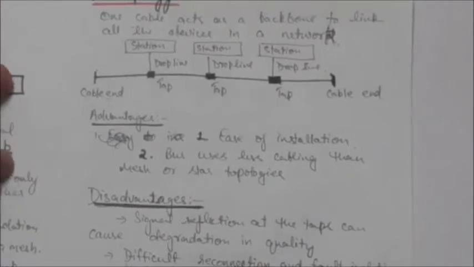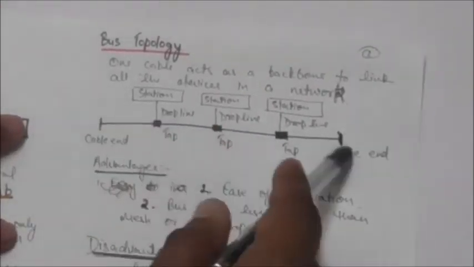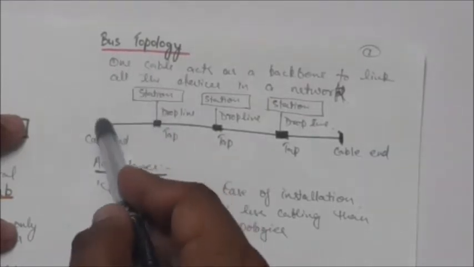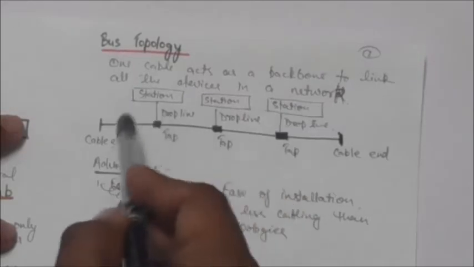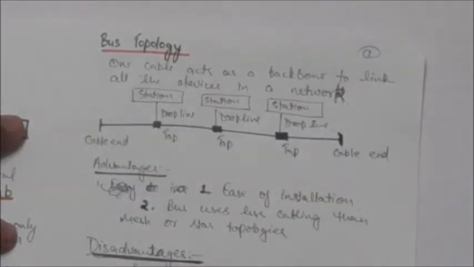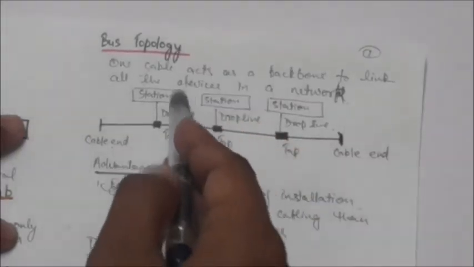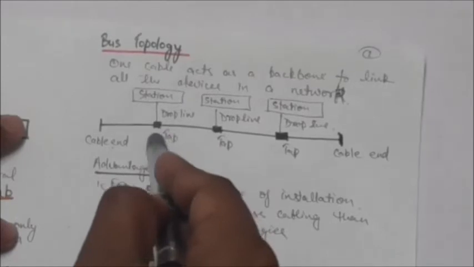Now we will study about bus topology. Now what happens in bus topology? In bus topology, one cable acts as a backbone to link all the devices in the network, as you can see here, right? So what happens in bus topology? Nodes are connected to the bus cable by drop line and tap.